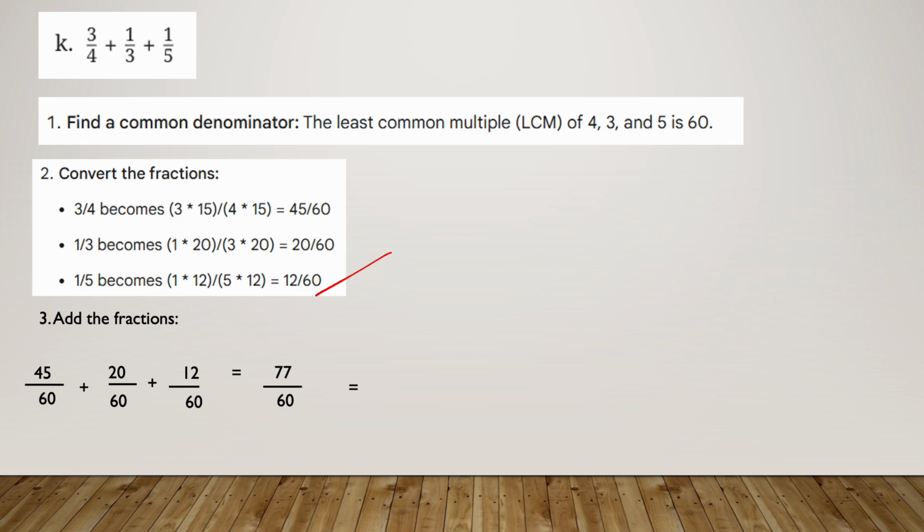We can simplify it as 1 17 by 60. See, 1 into 60 is 60. Then remainder 77 minus 60, that is 17.